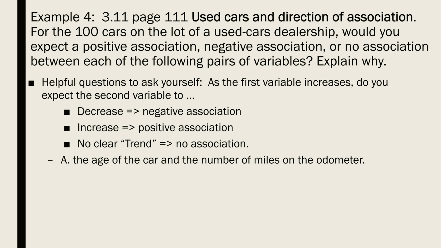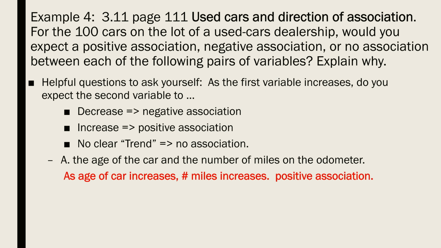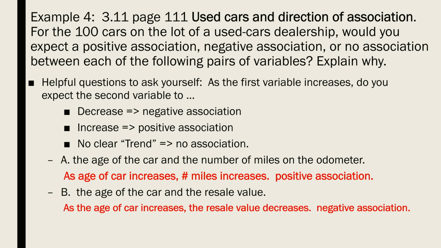Question A. The age of the car and the number of miles on the odometer. Because as the age of the car increases, the number of miles increases, so there is a positive association between the age of the car and the miles on the odometer. Question B. The age of the car and the resale value. As the age of the car increases, the resale value decreases, so there is a negative association between the age of the car and the resale value.